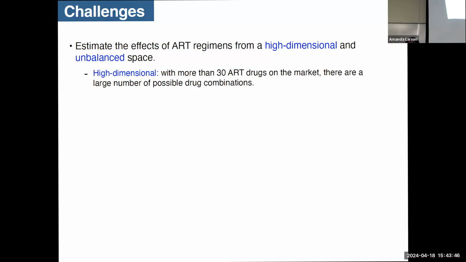We have different drug classes, and within each drug class, you have a few different choices of ART drugs, and we need to choose a combination. For example, in the data set, we have thousands of drug regimens that have been prescribed to patients. And also, the data are highly unbalanced. Some drug combinations are frequently used, however, some are not.